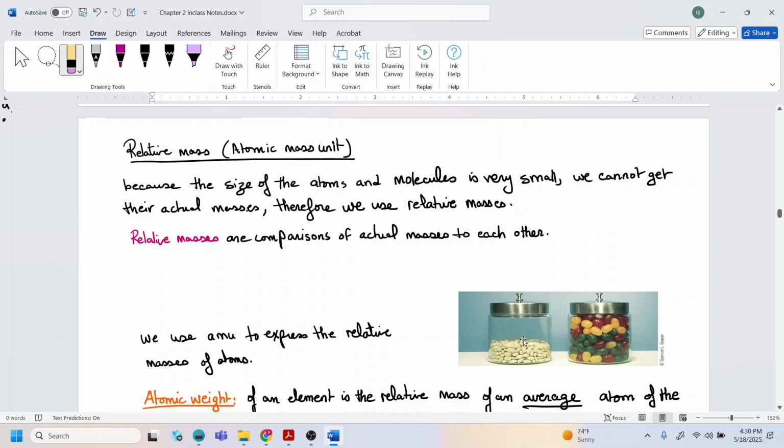For example, if we have an object that is twice the mass of another object, then simply we can relate those to each other, and we say that the relative masses will be 2 to 1.